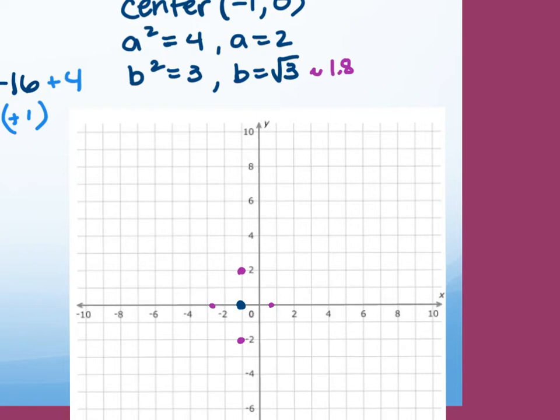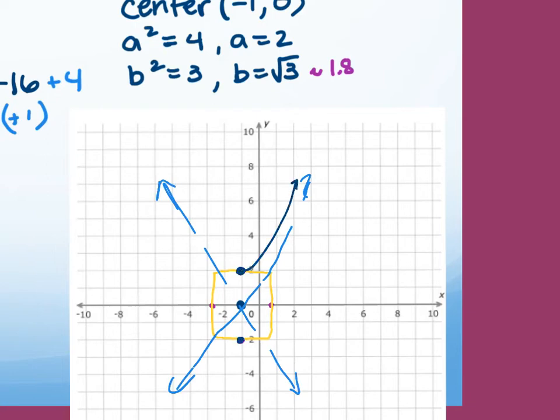Make your little box. Have your asymptotes run through the corners of those boxes. It's not the straightest line, but you get the point. My vertices were here and here. Bounce off of them.